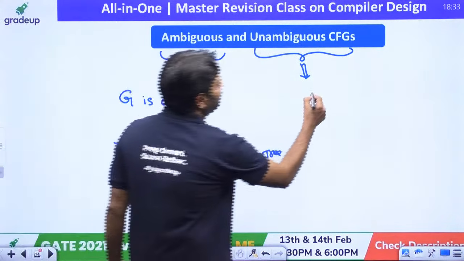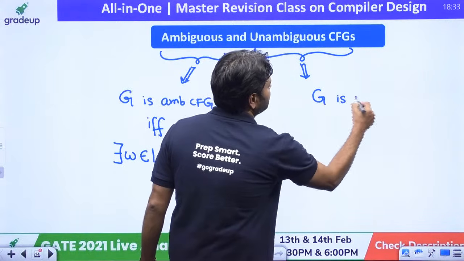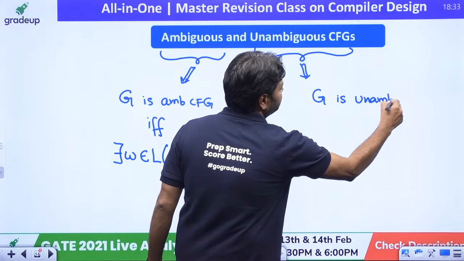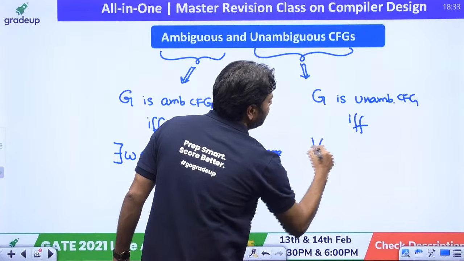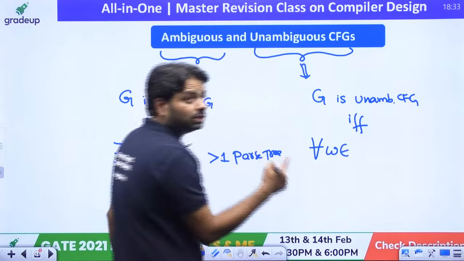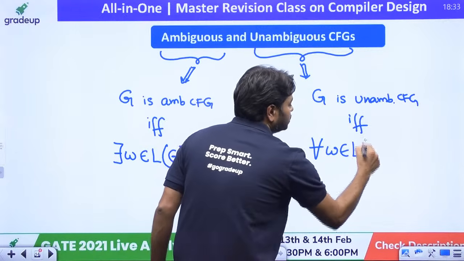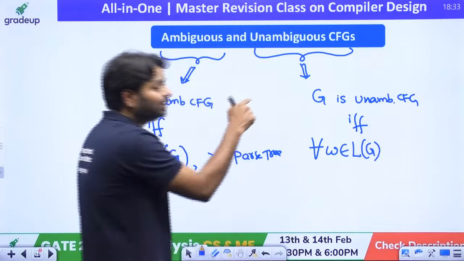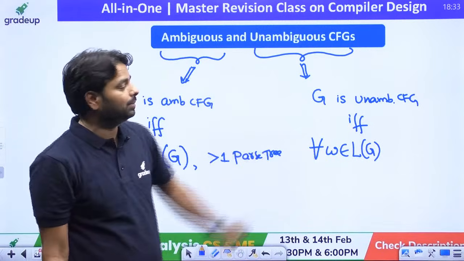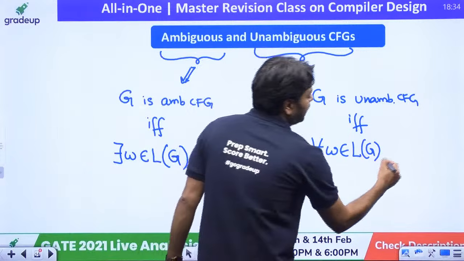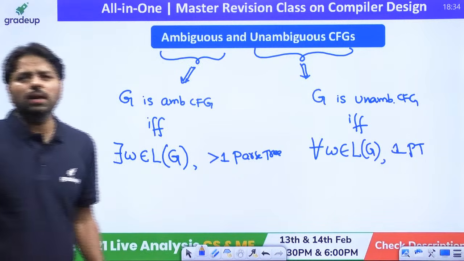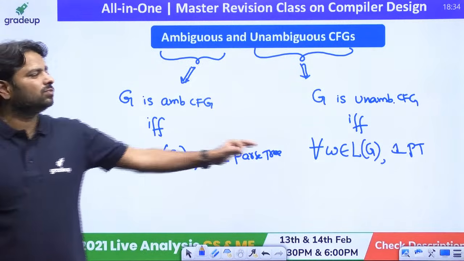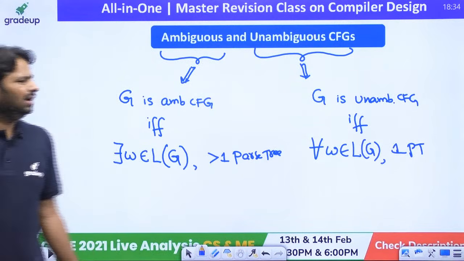And what is unambiguous? G is an unambiguous CFG if and only if for all w that are generated by the language of the given grammar, w has exactly one parse tree. Very simple. One parse tree means one LMD, one LMD means one RMD. Okay, it is just a definition.